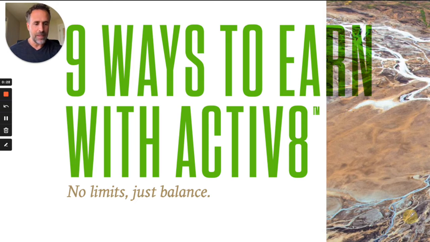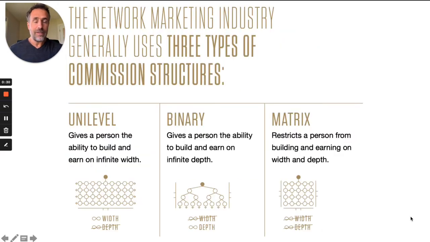All right. In the network marketing industry, there are generally 3 types of commission structures. The first one is the uni-level. Many people are accustomed with this one. It allows you to build with and earn on a certain number of levels. That's the uni-level compensation plan.